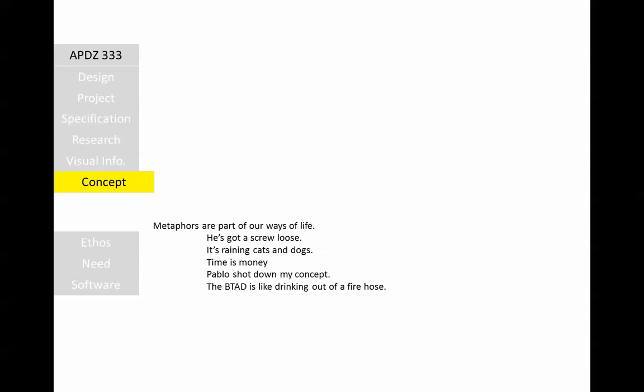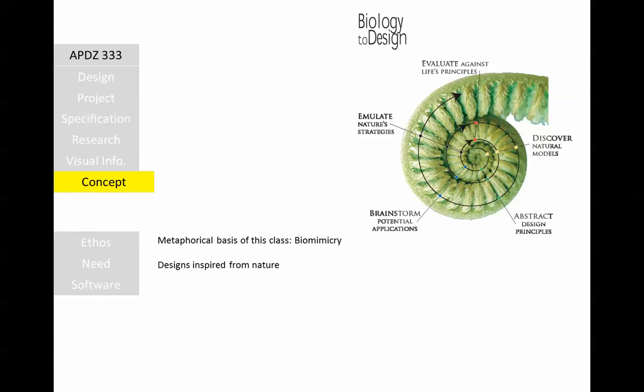So here are a few examples that we have obviously heard before. I kind of like the BTAD is like drinking out of a fire hose, because that certainly is the case. So one of the metaphorical bases for this class is this idea of biomimicry. When you look at nature and you use nature to help you create design solutions, then relying on this use of metaphor from a biological standpoint is a very effective way of creating innovation. One of the ways in which you can do this is following this pattern that you see here on this spiral of biomimicry.